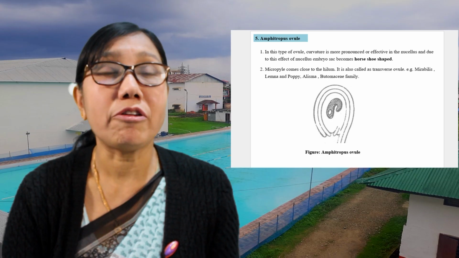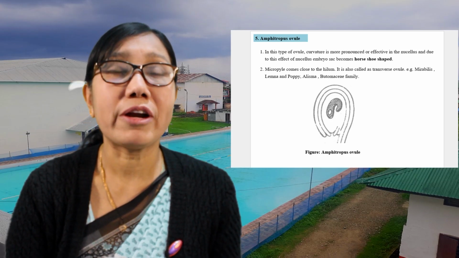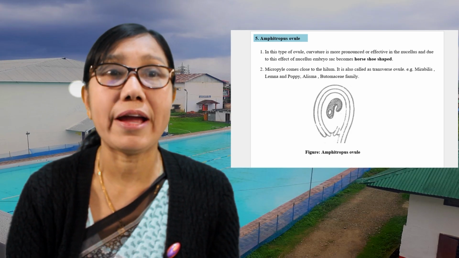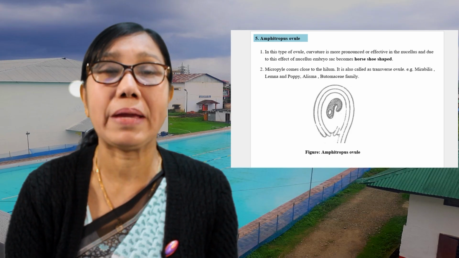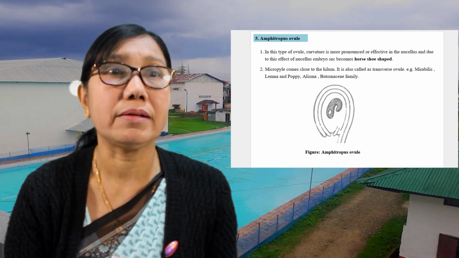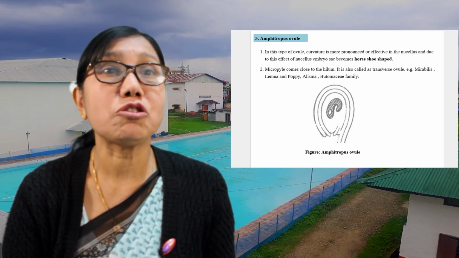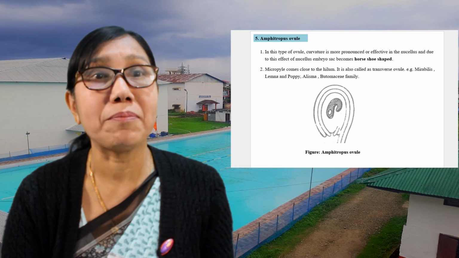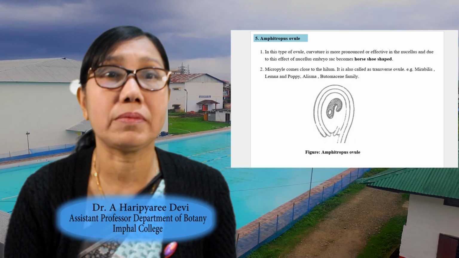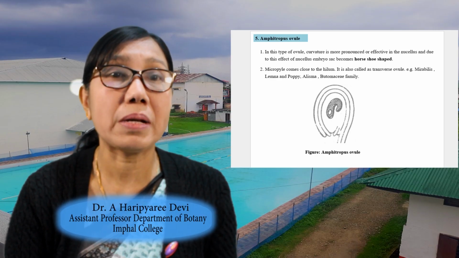In this type of ovule, curvature is more pronounced or effective in the nucellus, and due to this effect on the nucellus, the embryo sac becomes horseshoe shaped, like in the picture. So in point number 2, the micropyle comes close to the hilum. How does this micropyle come close to the hilum? It is like that.